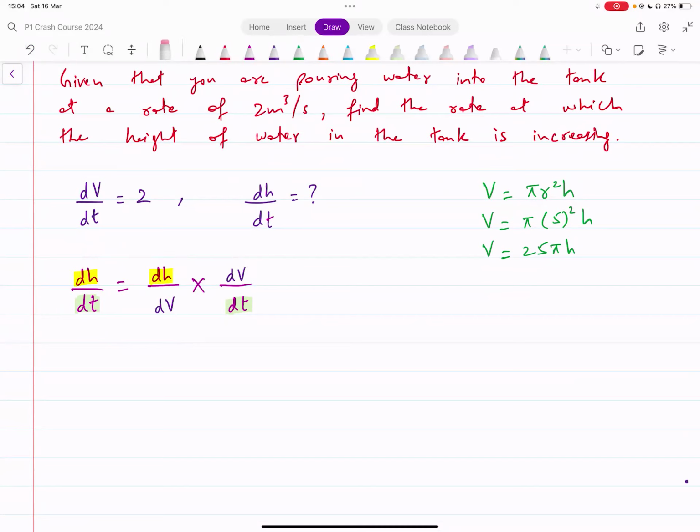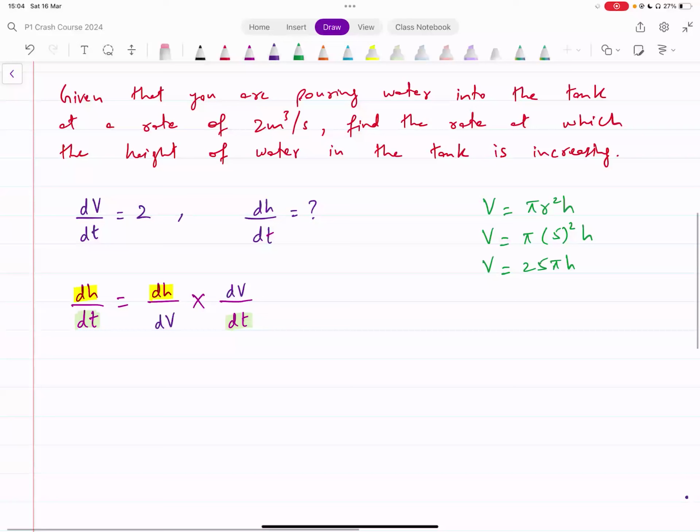Using this equation now, you can find out dh over dt, the rate of change of height. How do you do that? dv over dt, you already know the value of that. They have given that in the question. The rate of change of volume with respect to time is 2. So in place of dv over dt, we put 2.